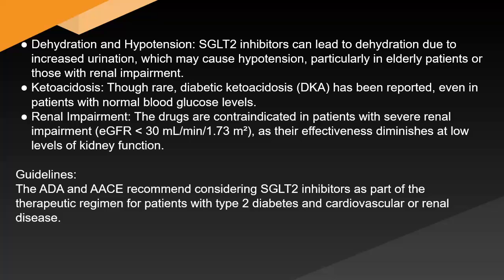Dehydration and hypotension. SGLT2 inhibitors can lead to dehydration due to increased urination, which may cause hypotension, particularly in elderly patients or those with renal impairment. Ketoacidosis. Though rare, diabetic ketoacidosis (DKA) has been reported even in patients with normal blood glucose levels. Renal impairment. The drugs are contraindicated in patients with severe renal impairment, eGFR below 30 ml/min/1.73 m2, as their effectiveness diminishes at low levels of kidney function. Guidelines. The ADA and AACE recommend considering SGLT2 inhibitors as part of the therapeutic regimen for patients with type 2 diabetes and cardiovascular or renal disease.